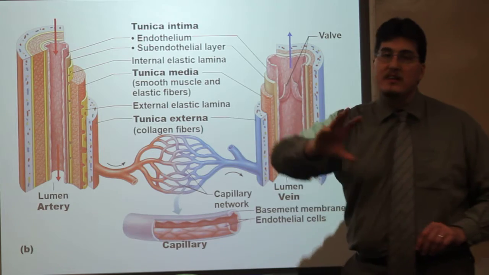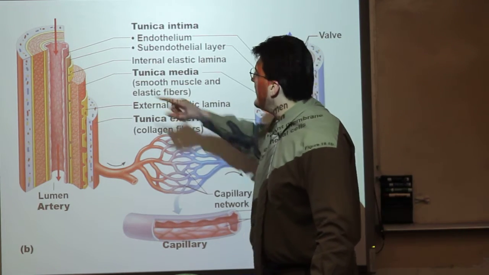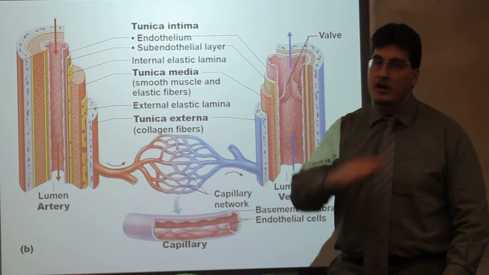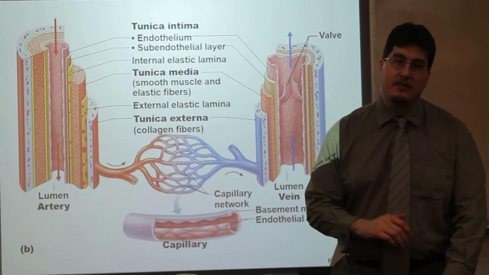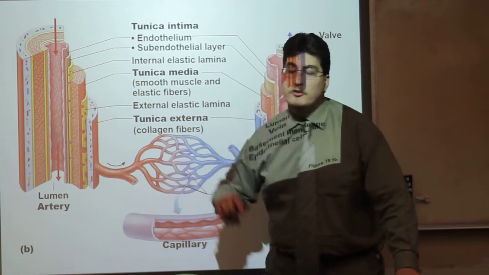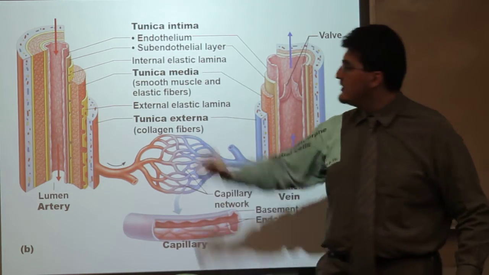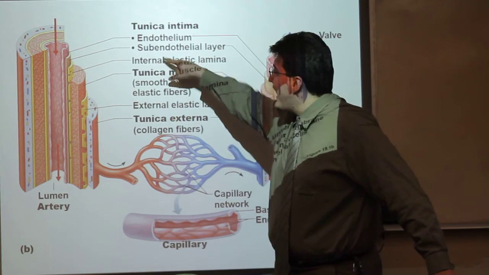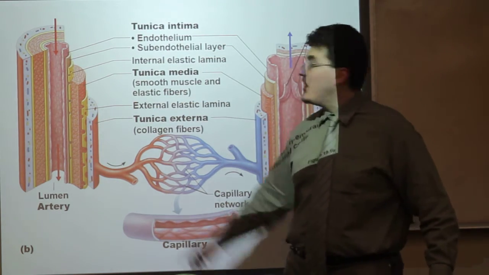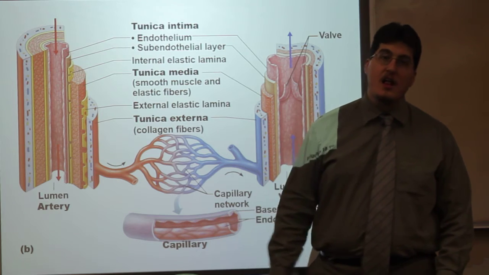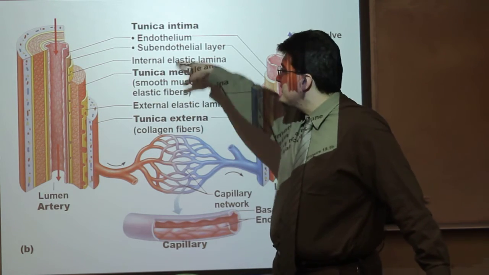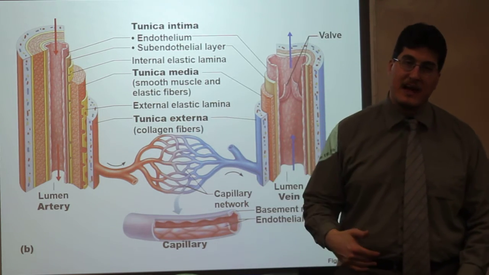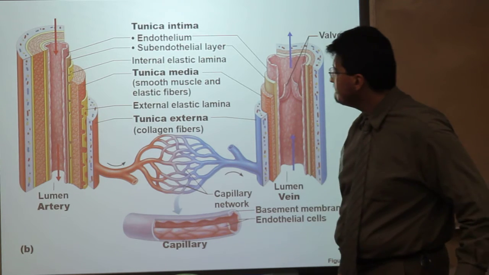In a muscular artery, the internal and external elastic lamina are going to not be there. They're going to be absent. You are still going to have your tunica media. In an arteriole, you're not going to have the internal and external elastic lamina. You will still have your tunica media. These two are going to be absent in everything but the elastic arteries.